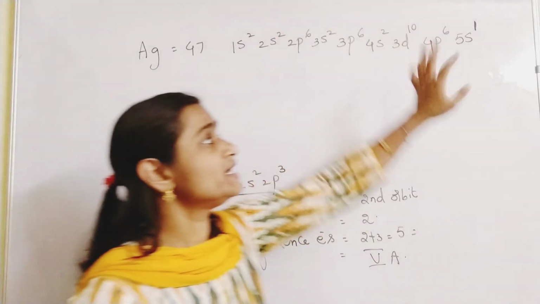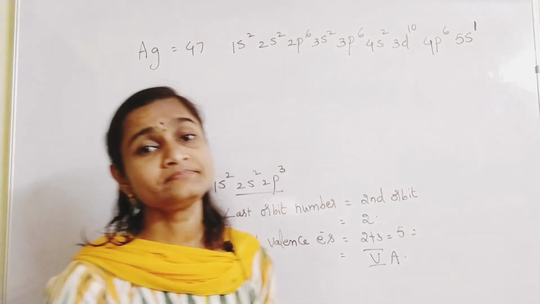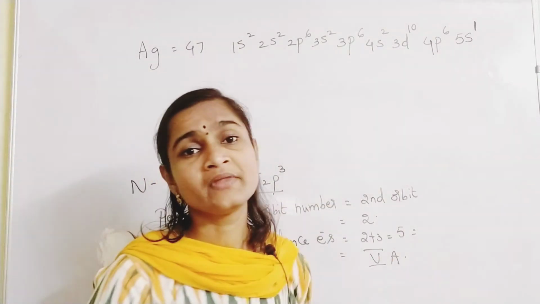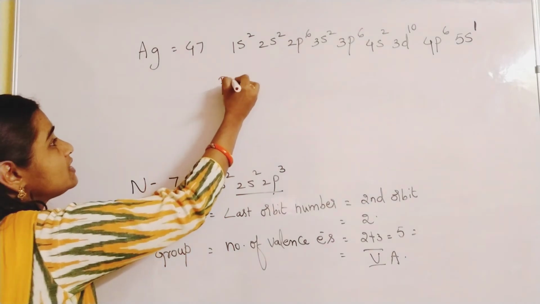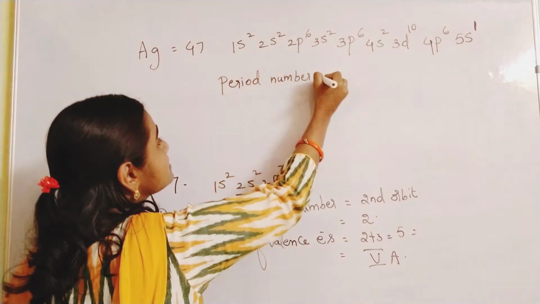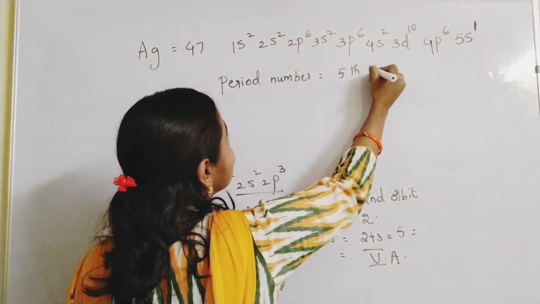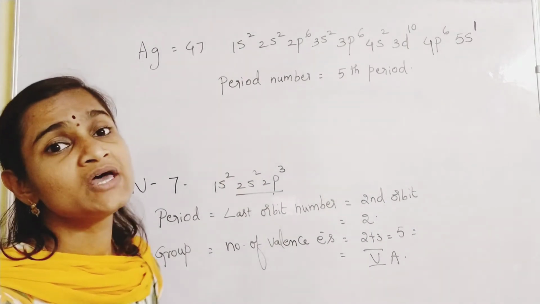Now, what is the last orbit? Last orbit is the 5th orbit. So what is the period number? For silver, period number is 5th period.